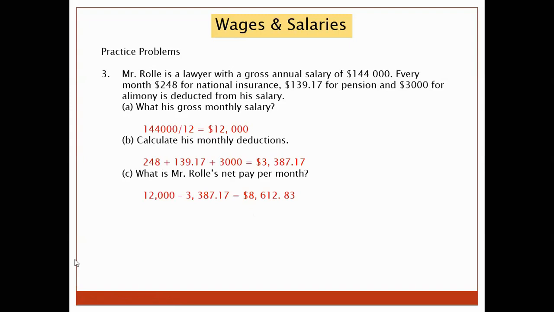Since he made $144,000 for the entire year, and a year has 12 months, we know that for each month, if we divide, we find that he made $12,000. Then I added up his total monthly deductions, national insurance, pension, and alimony together to find that in total, $3,387.17 was deducted from his pay.